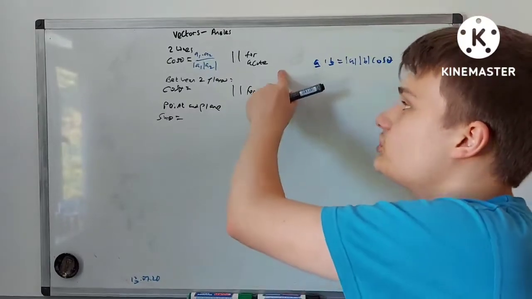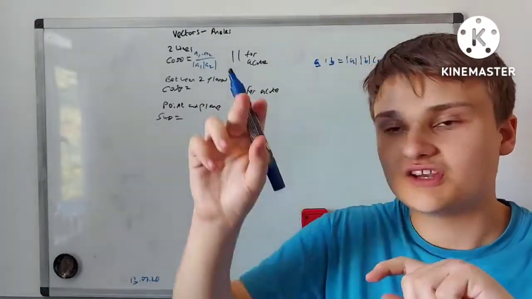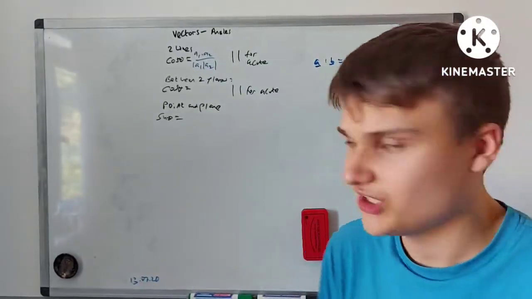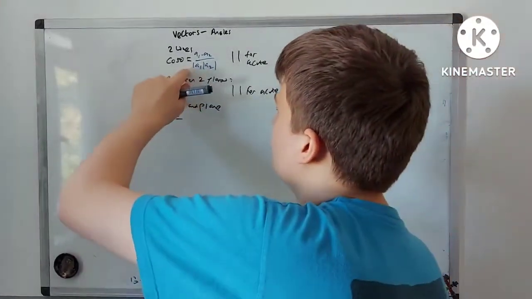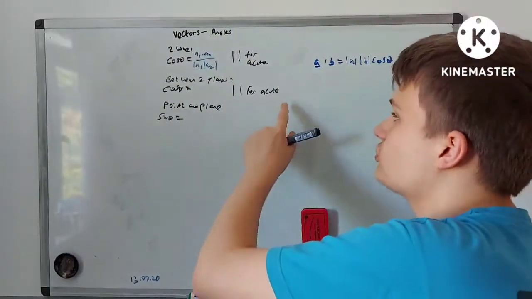And make sure you take the modulus of the top if you want the acute angle, and not take 180 away from the other when you get an obtuse angle. Because that will just give the obtuse, but when you take the modulus of the whole thing, you'll get the acute angle, which is what you want.